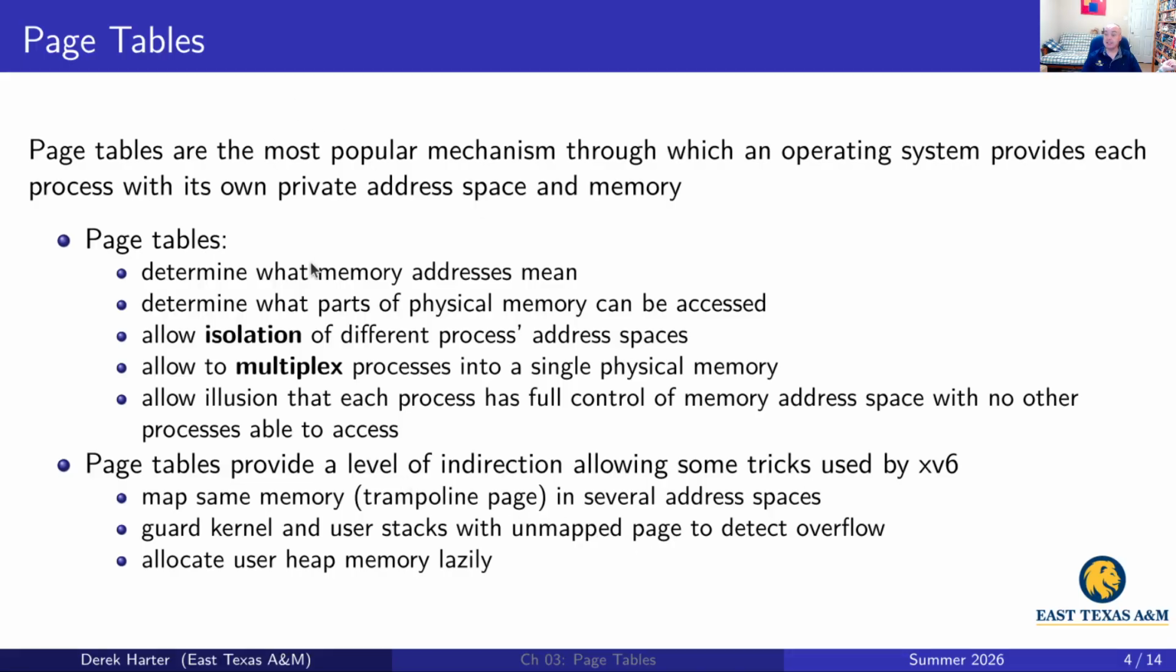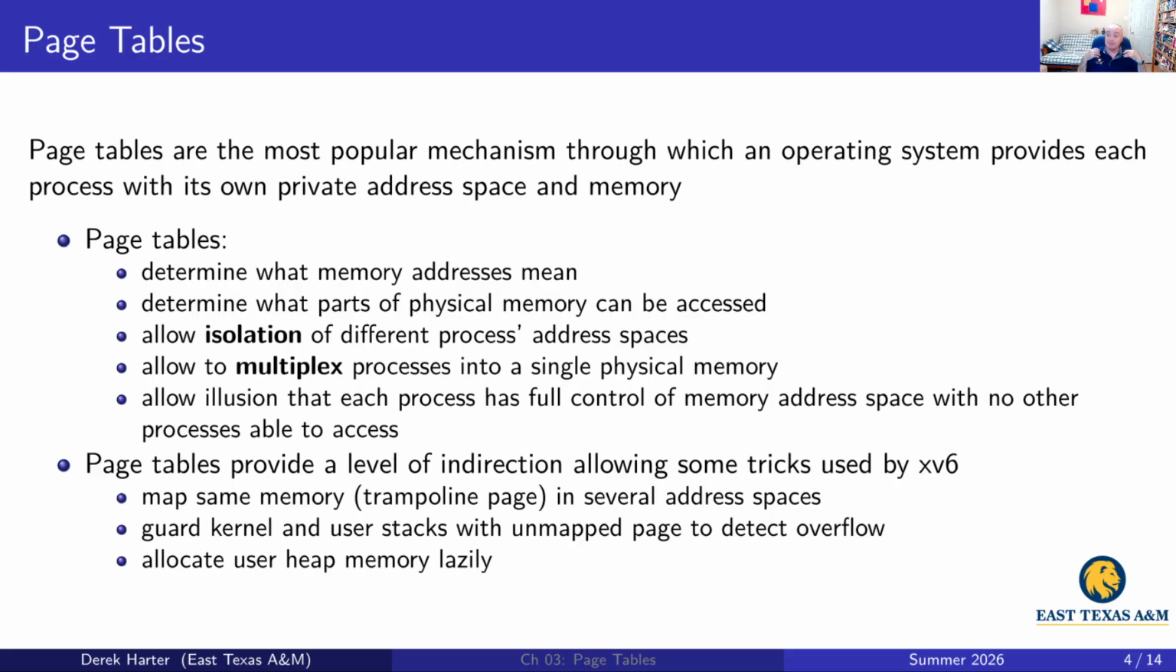Okay, so first, just a word about page tables, what this mechanism is and how it's used. Page tables are the most popular mechanism through which an operating system provides each process with its own private address space and memory. If you implement an operating system on a different hardware architecture than RISC-V, it'll still have its own paging mechanism that works essentially the same as we talk about here in this video.